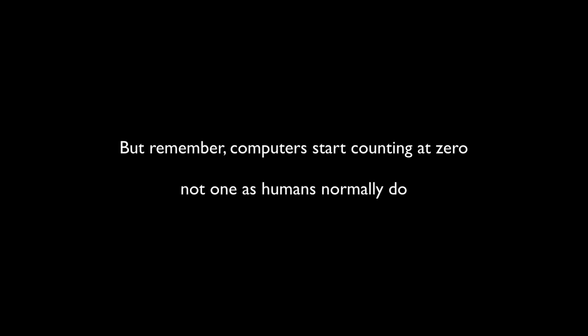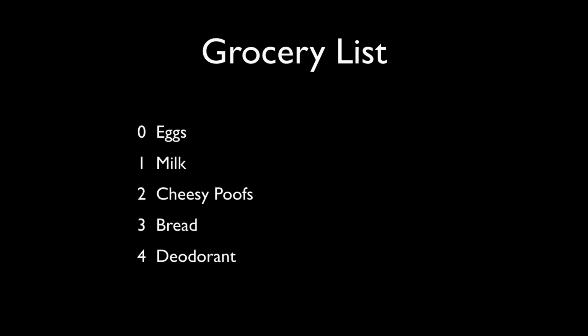So let's look at our list from the viewpoint of a computer. If we were making this as an array, we would have eggs at position 0, milk, cheesy poofs, bread, deodorant, etc., each in a numerical position beginning at 0. All right, so that's the gist of how these things are going to be working. And really, that's the biggest thing you have to remember, that everything works based on a position.